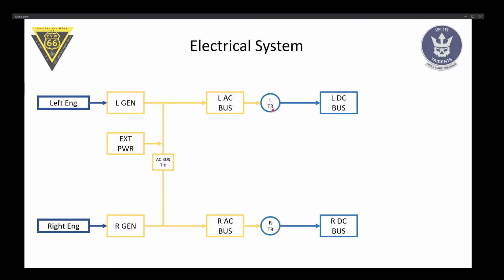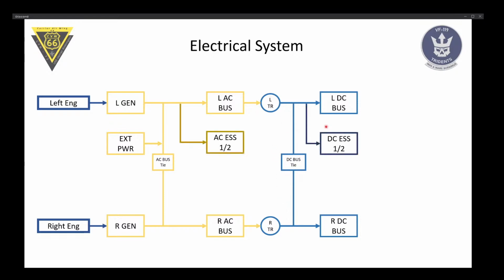Then you have the left and right transformer rectifier, because you also need DC current for all kinds of things. And to have that, each AC bus has its own transformer rectifier, which powers the left and right DC bus. Again, you have a bus tie, which in case one of these fails, the other one's going to take over.